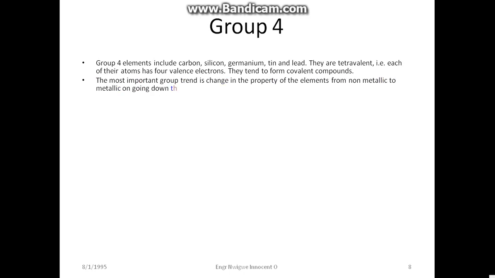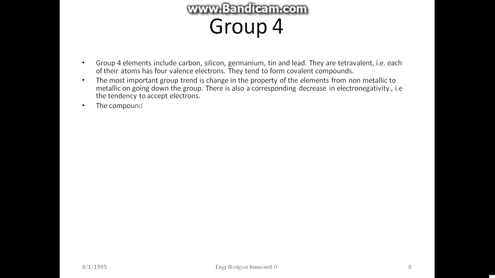Group 4. Group 4 elements include carbon, silicon, germanium, tin and lead. They are tetravalent, that is, each of the atoms has 4 valency electrons. They tend to form covalent compounds. The most important group trend is change in the property of the elements from non-metallic to metallic on going down the group. There is also a corresponding decrease in electronegativity, that is, the tendency to accept electrons.